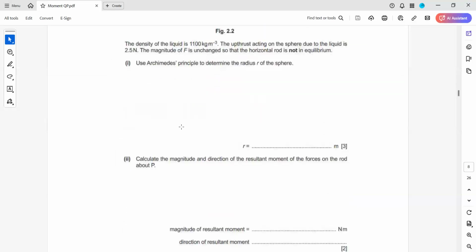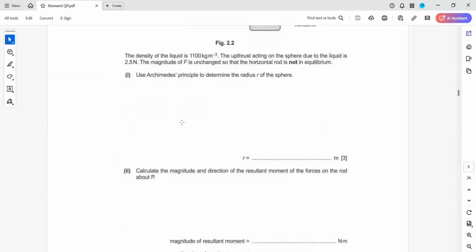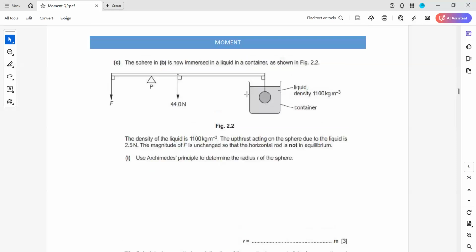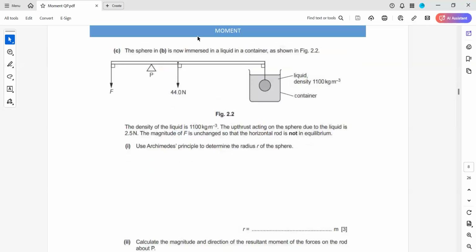Page 8, any doubt? Page number 8. Here, use Archimedes principle to determine. What is the Archimedes principle? It states that the weight of the liquid displaced is equal to the upthrust. So upthrust is equal to weight of the displaced liquid. So upthrust is equal to density of the liquid, volume of object, and gravity. Like, it is not really the volume of object, it is the volume of displaced liquid. But when object is completely submerged, the volume of the displaced liquid is the same as the volume of object. That's why I wrote here.